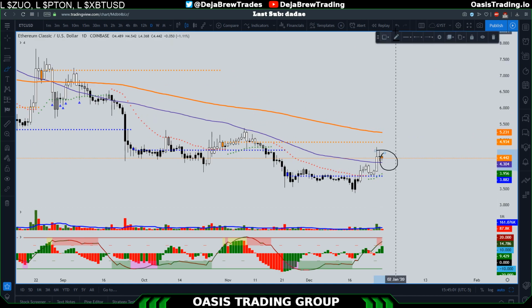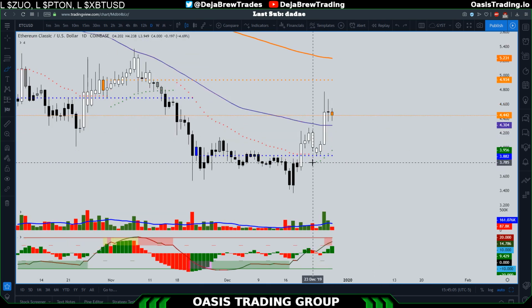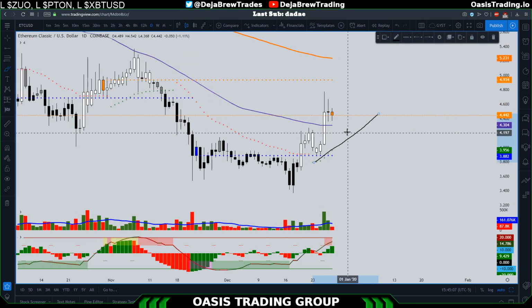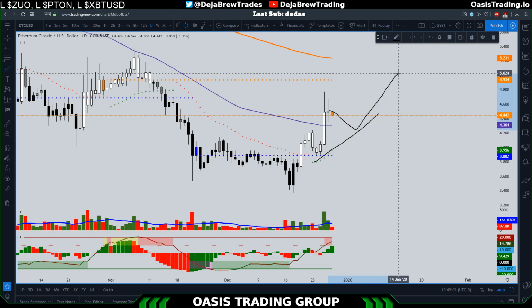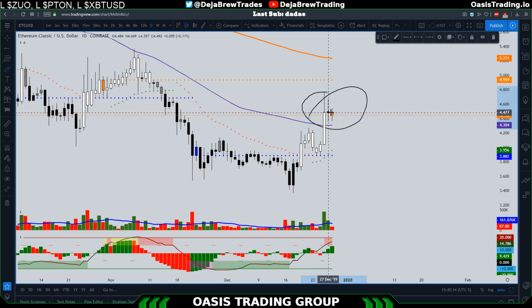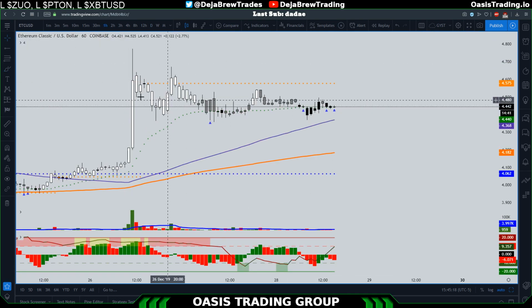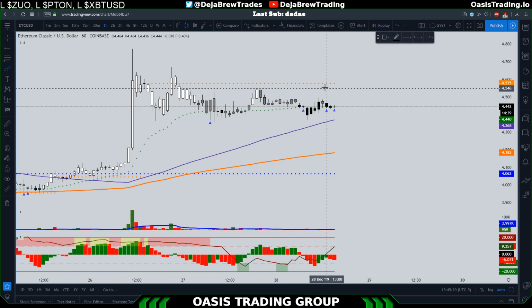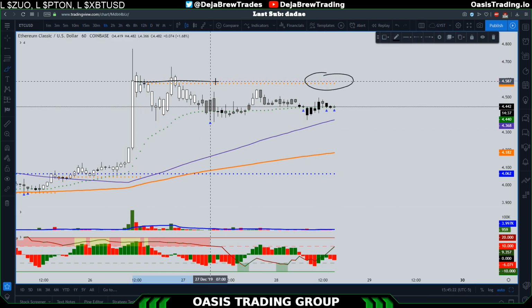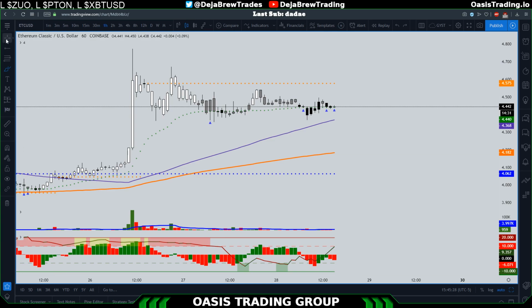So until you regain this orange pivot as a support, I'd be a little careful taking a long. You could wait for the trail to come in closer as a support, and then you could take a long. But right now, you're kind of just distributing. Nice little distribution coming in. You can see your 1 hour pivot giving you that range high. We're currently testing the trail as our support.